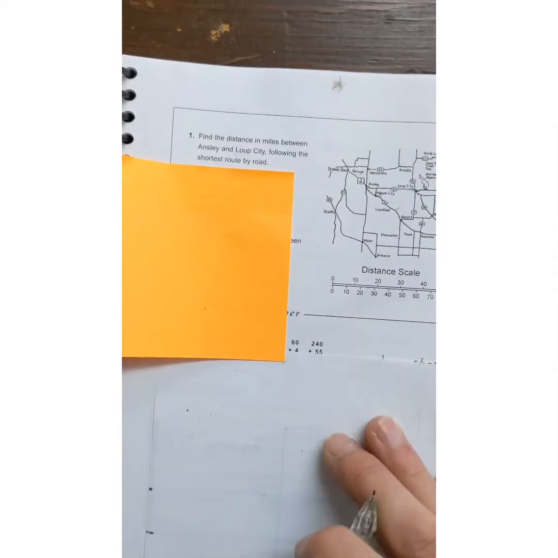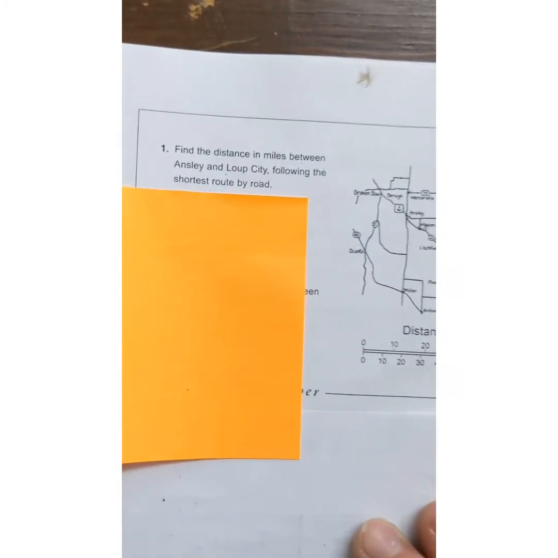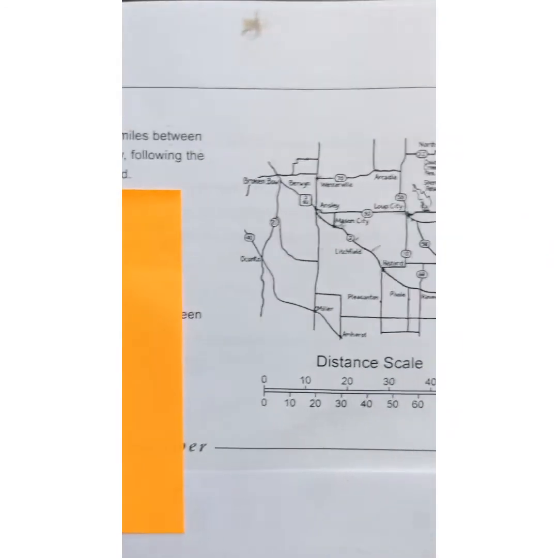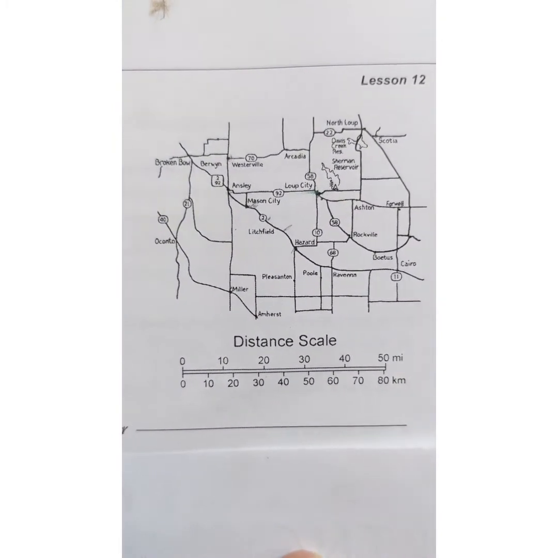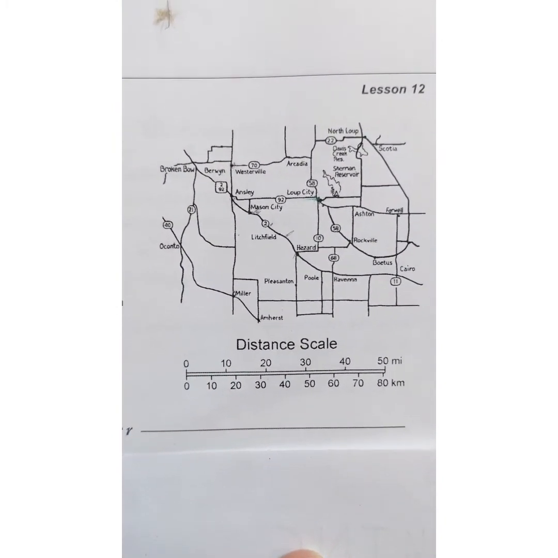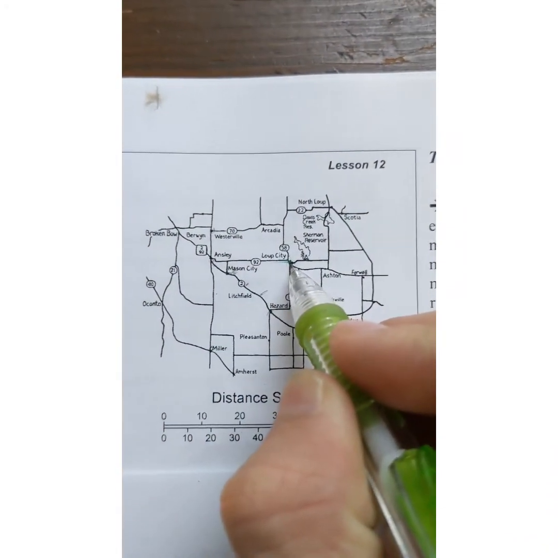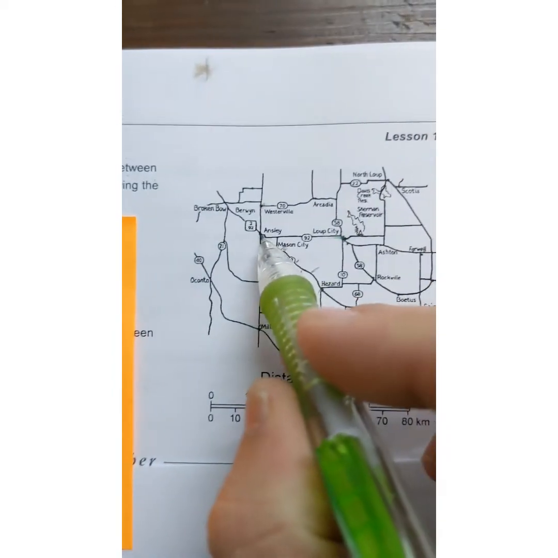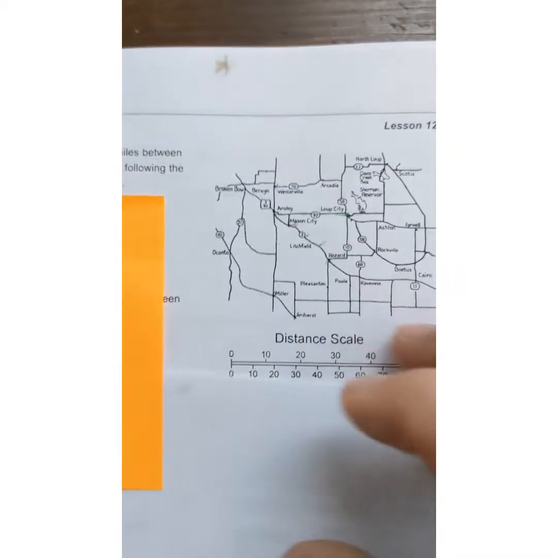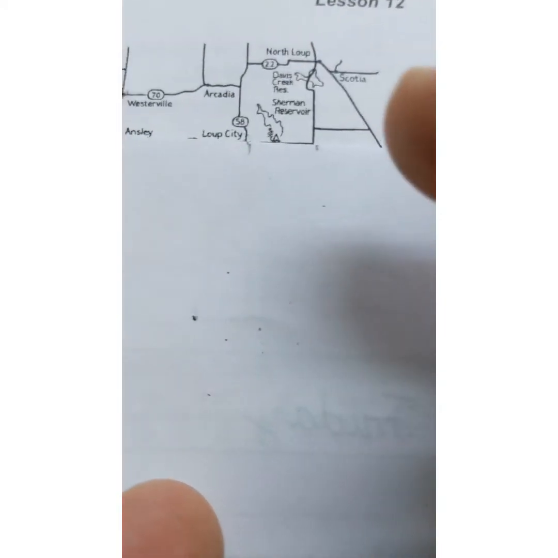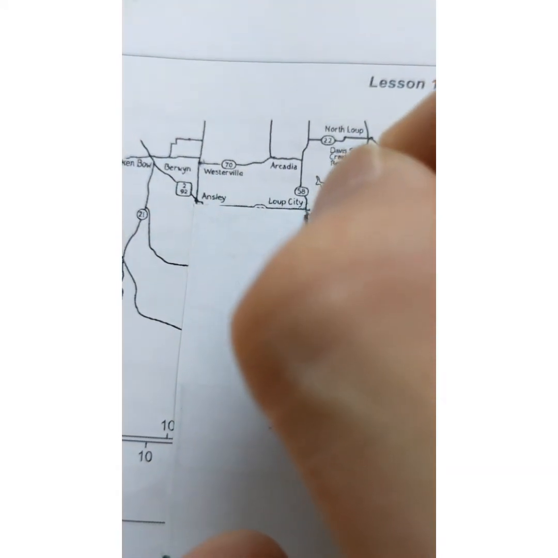So this is how we're going to do this part. Our first question is find the distance in miles between Ansley and Loop City following the shortest route. If we look over here at our map, we have to find the shortest distance between Ansley, which is right here, and Loop City, which is right here, by road. So the shortest route is going to be right down through here. We stick our blank piece of paper right up here, and then we're going to mark the distance, which would be right here. Mark it just like that.